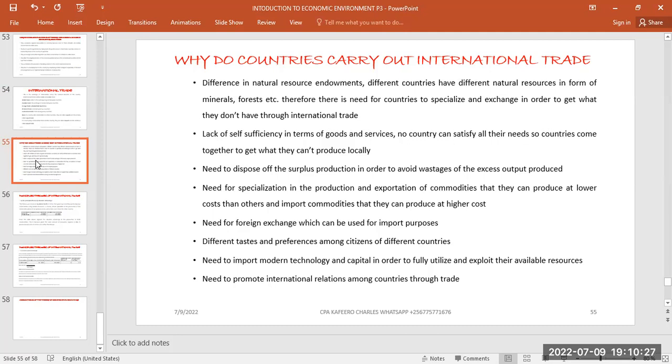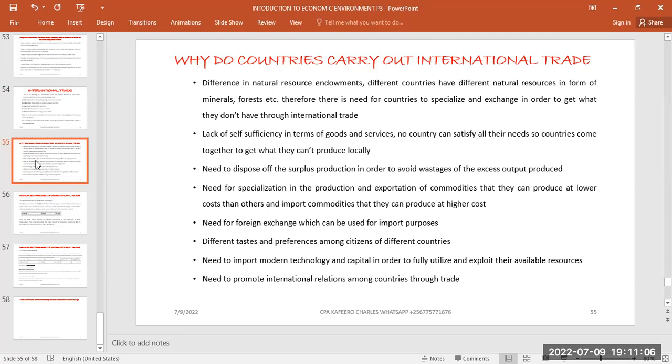Then the other one is the need for foreign exchange. Of course, even if you don't want to go into international trade, you can't sell items to people with different currencies. If you don't engage in international trade, you will not be able to get the foreign currency. So we need international trade to get the foreign exchange, and that foreign exchange is what we are going to use when we are importing from foreign countries.